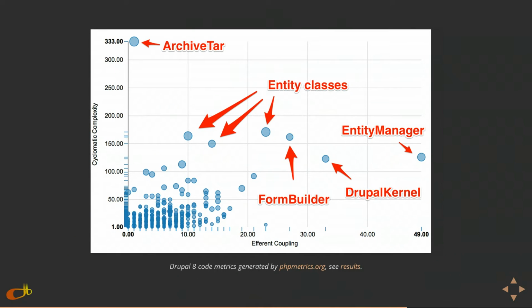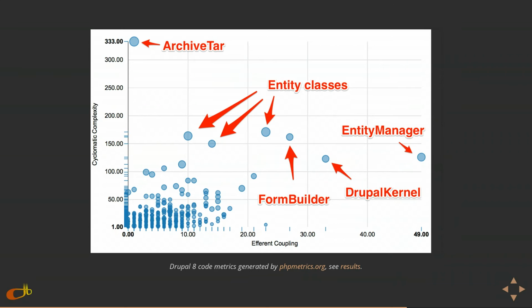phpmetrics.org has a tool that is really cool. Basically, it analyzes your code and gives you various metrics, and you can create really fun graphs. I used it to create a graph for Drupal 8. This is a little dated now, but the size of the circle is the volume of the file, or the volume of the class, basically how many lines of code.